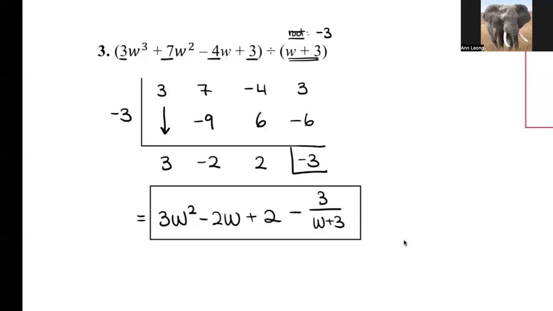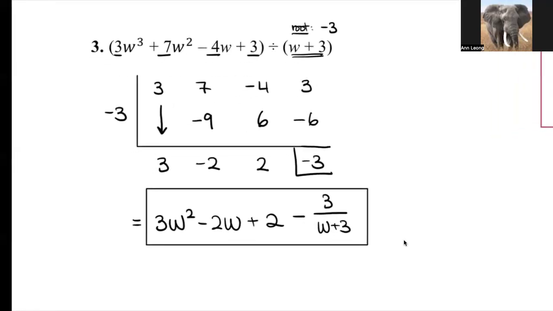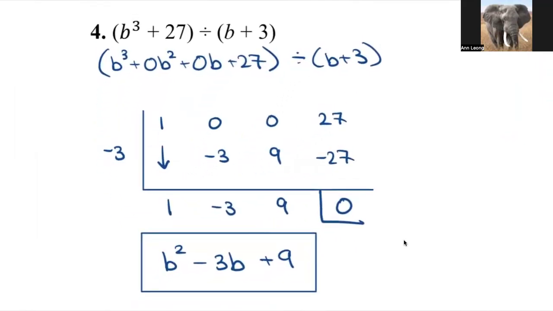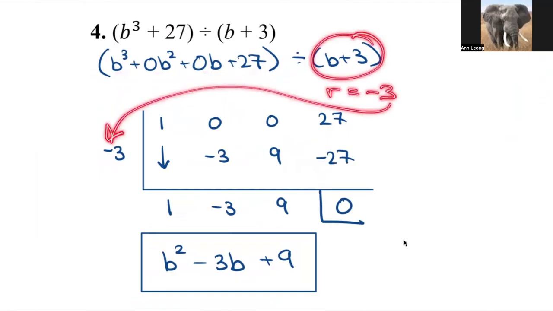All right, so if you want to see your answer for number 4, here we go. This is what I got. I have my coefficients 1, 0, 0, 27 here. I have my root from this factor being -3, put it right there.